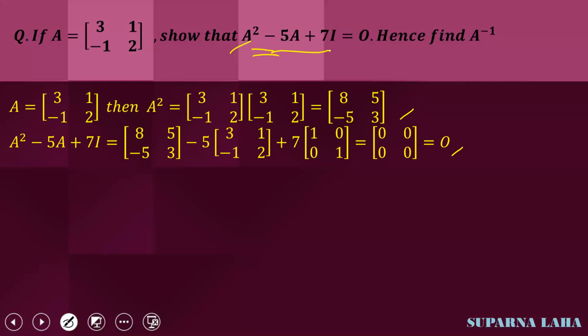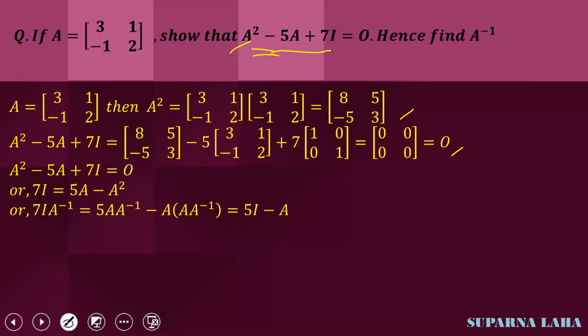A square minus 5A plus 7I is equal to null matrix. Now find the A inverse from this given equation. So A square minus 5A plus 7I is 0, or O, you can say null matrix. So from here you can easily write down 7I is equal to 5A minus A square.